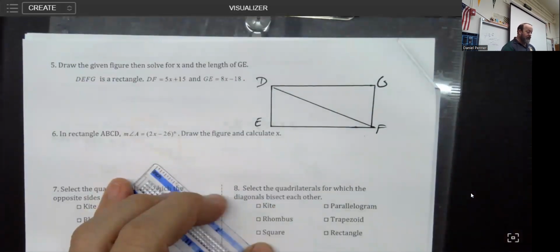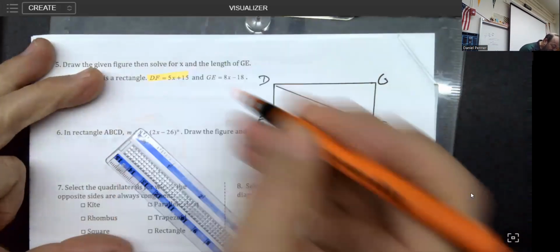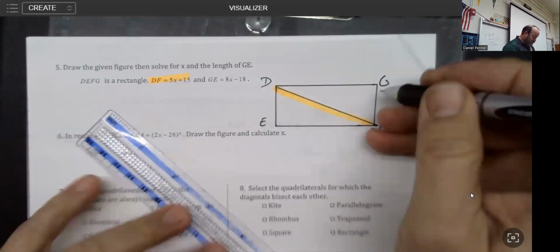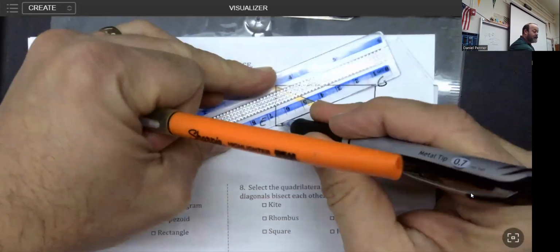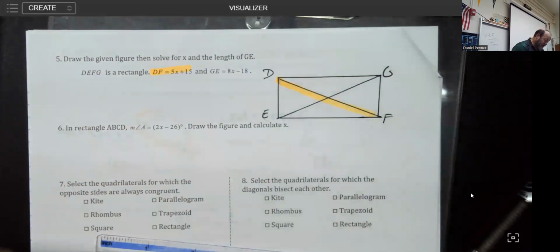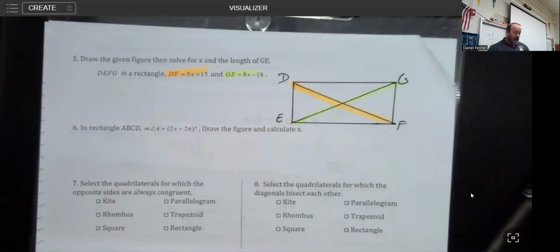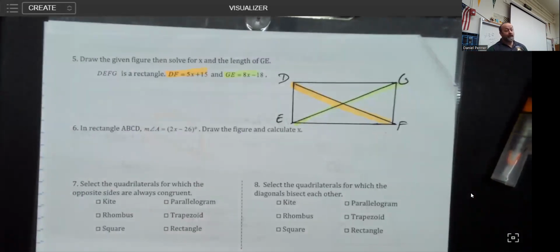So they're saying that portion right here, DF, is 5x plus 15. And they also give me that GE, which happens to be the other diagonal of the figure right here, that one is 8x minus 18. Well, that's pretty important because one of the features that we should know is that in a rectangle, the diagonals are actually congruent. Now, that doesn't happen in parallelograms in general, but in rectangles and therefore squares, it does.